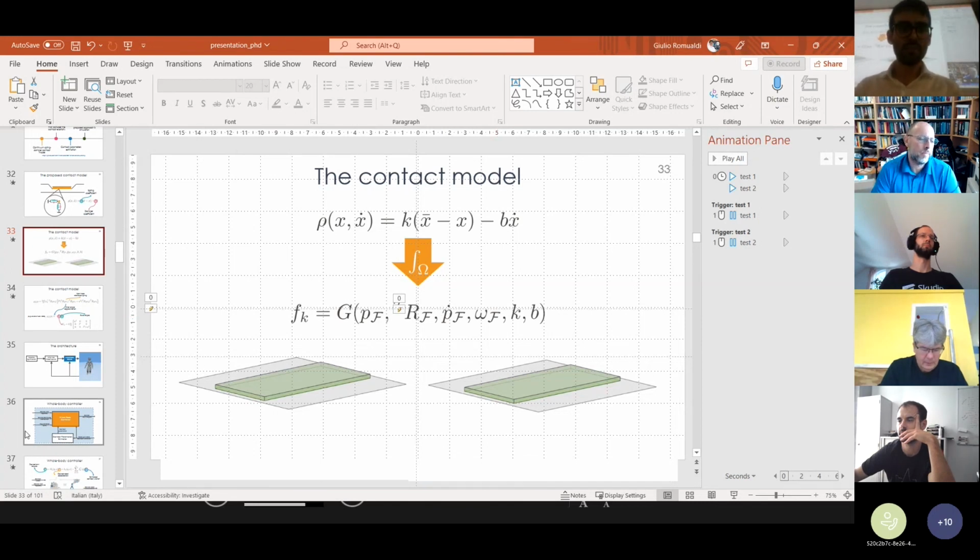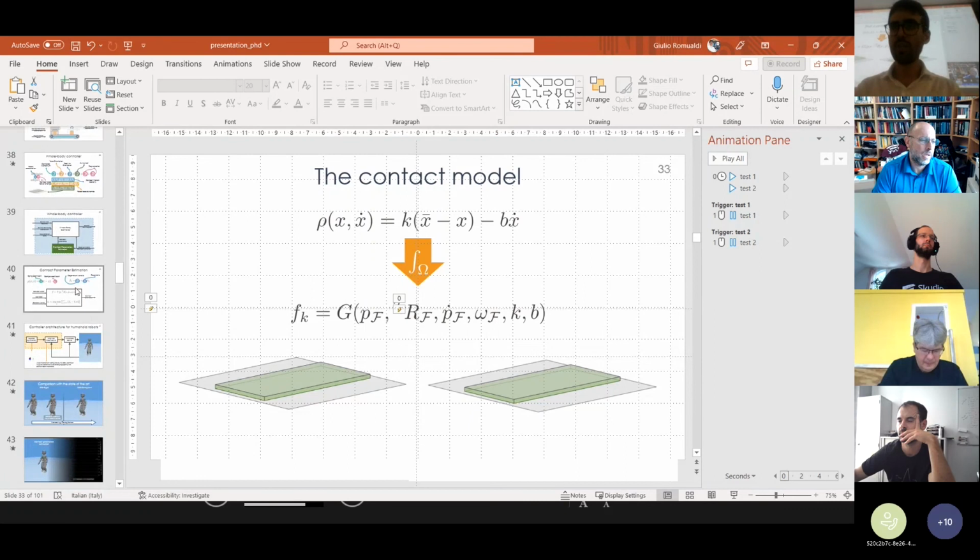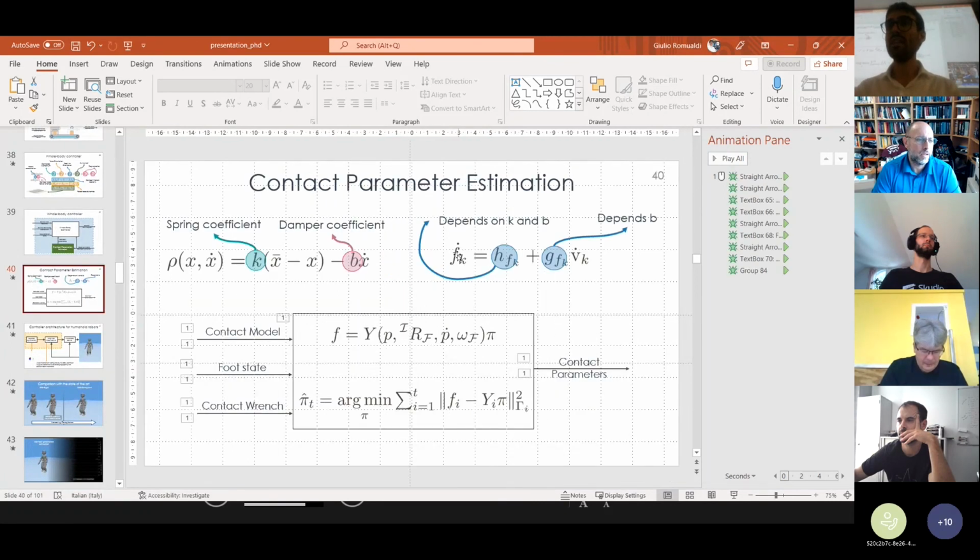So I don't know if I answered the question, but in the end, FK dot depends on a nonlinear system where V dot is the acceleration of the foot. Here, in this case, yes, it is the acceleration of the foot.